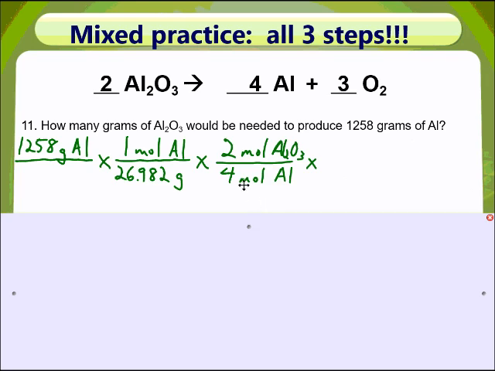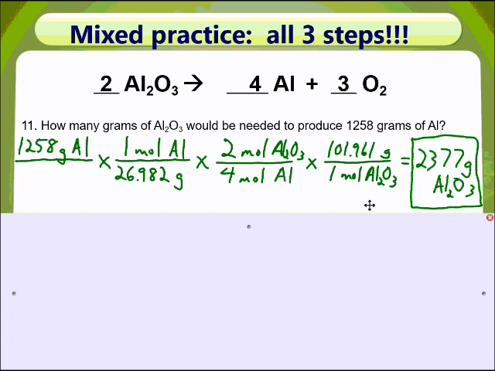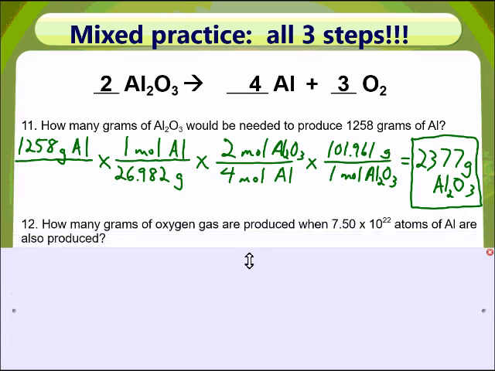Step 2, moles of aluminum need to be converted to moles of aluminum oxide. So we fill in just like this. Moles of aluminum on bottom, the 4 goes here. Moles of aluminum oxide on top, the 2 would go here. Now they asked for grams of aluminum oxide. So we need 1 mole of aluminum oxide equals 101.961 grams. Now we're going to multiply everything across the top, divide by what's on the bottom. Our answer will be 2,377 grams of aluminum oxide. Okay, let's practice that one again and see if y'all have got it.